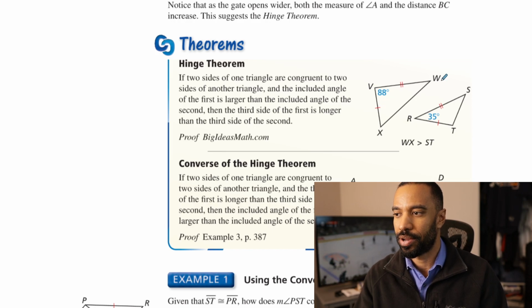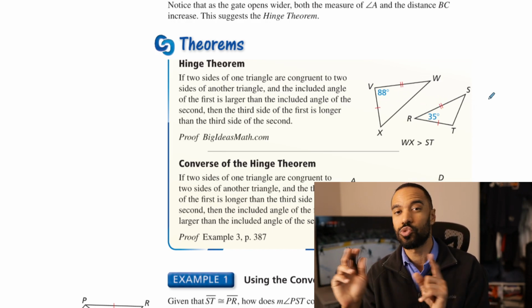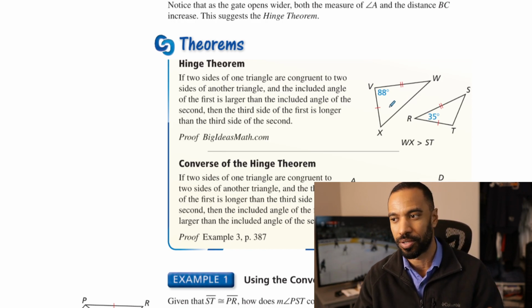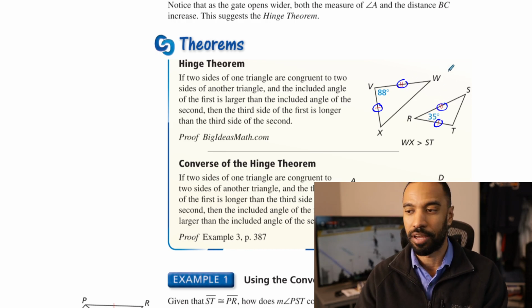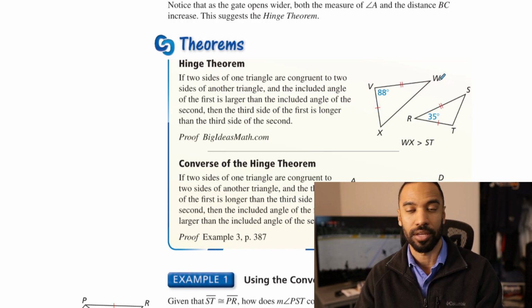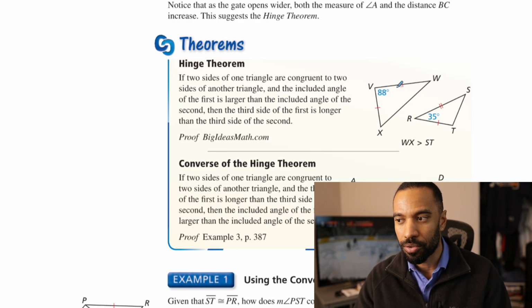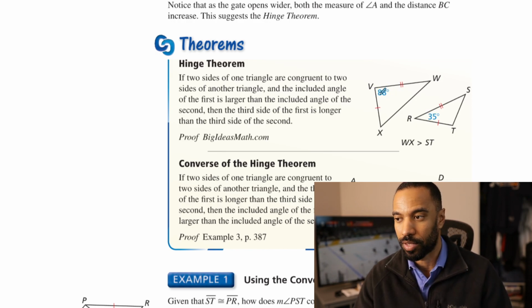So what they're saying here is this isn't a side-angle-side case because only two sides are congruent, and this is why knowing two sides are congruent is not enough to say that triangles are congruent. If this side is congruent to this side and this side is congruent to this side, you can still manipulate the triangle enough to make two unique triangles, not the exact same one, because that included angle, the side in between them, can open and close, like the hinge of a gate. This V and this R.